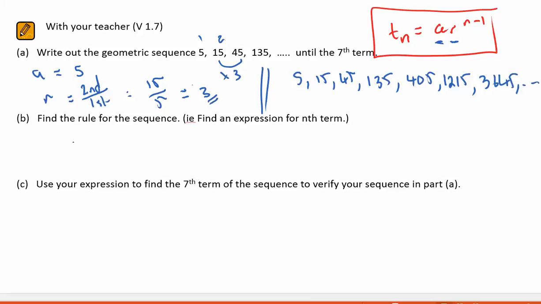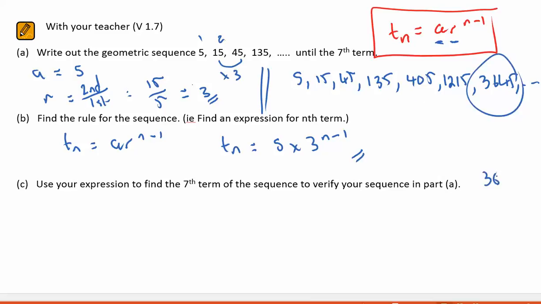The rule for the sequence, unlike the arithmetical sequence, that's as far as we can go. To find the 7th term, 3, 4, 5, 6, 7, which is 3645. Or to confirm, the 7th term is 3 times 3 to the power of 6, which is 3645.